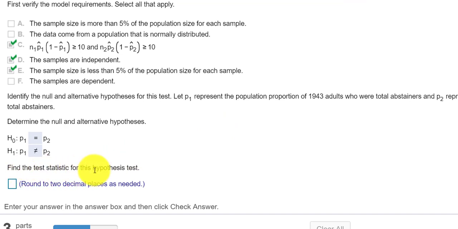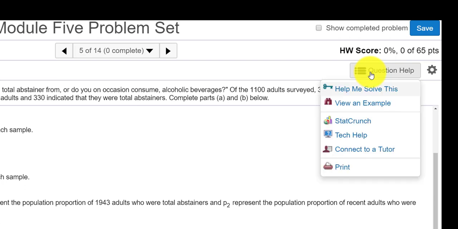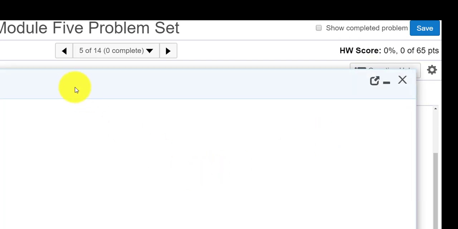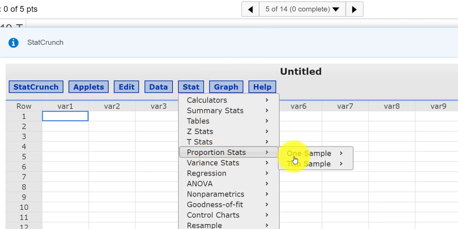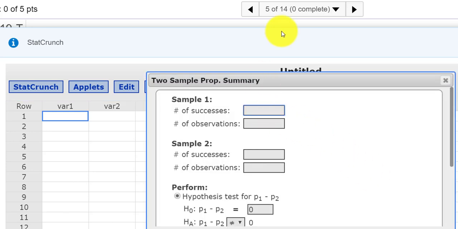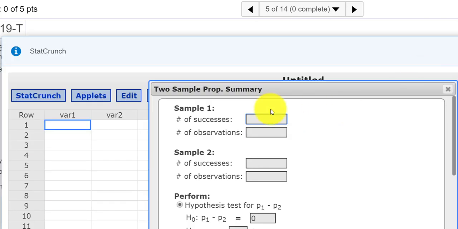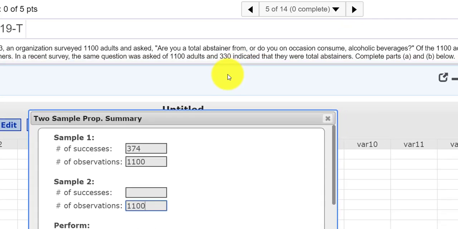Now we're asked to find the test statistic. So let's use StatCrunch here. If I press the question help button and open up StatCrunch, we can do stat, proportion stats. Now this is 2 samples. Previously we've been working with 1 sample, and we have the summary, right? So in 1943 there were 374 out of 1,100, and more recently we still asked 1,100 people, but the number was 330.